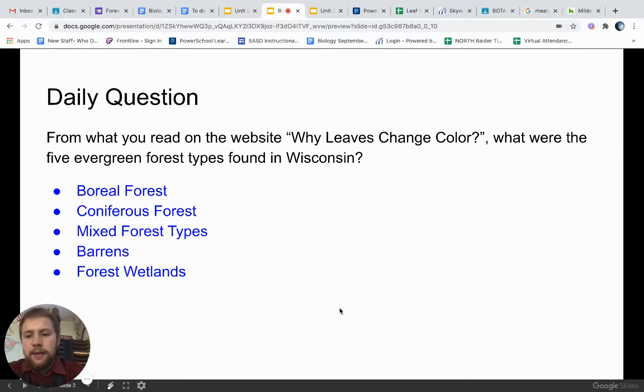All right, so we are going to talk about each of these 5 forest types one at a time. They are the boreal forest or northern forest, the coniferous forest, and mixed forest types. Mixed forest is a particular type of forest that bridges the gap between the north and south part of our state. We're going to talk about barrens as well as forest wetlands.